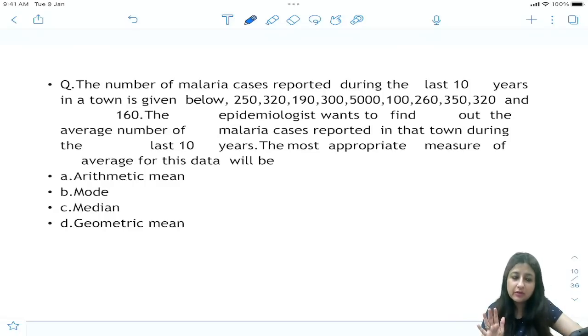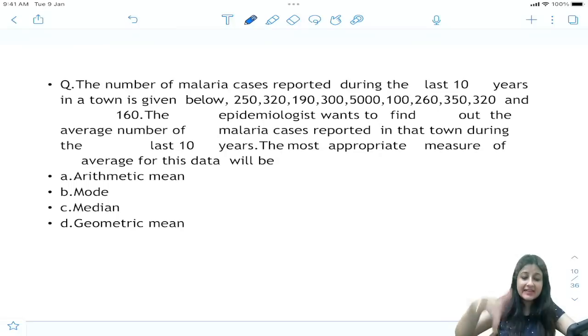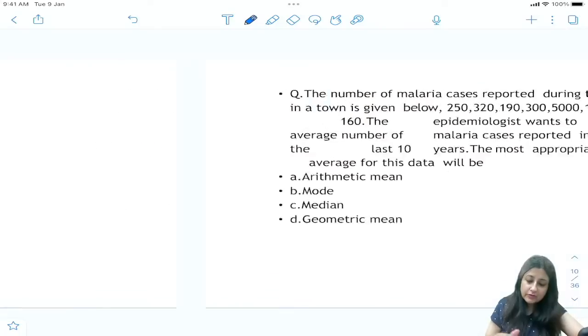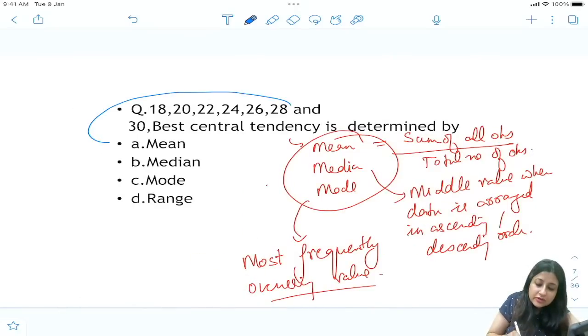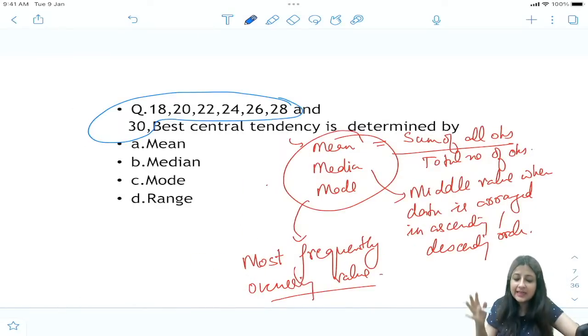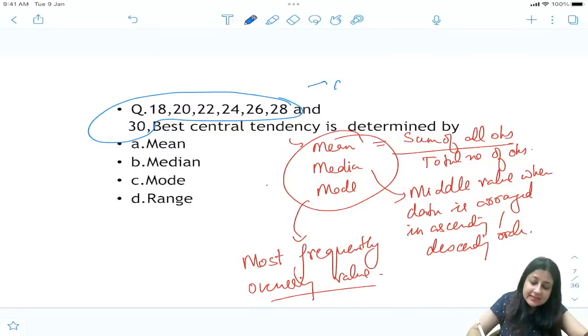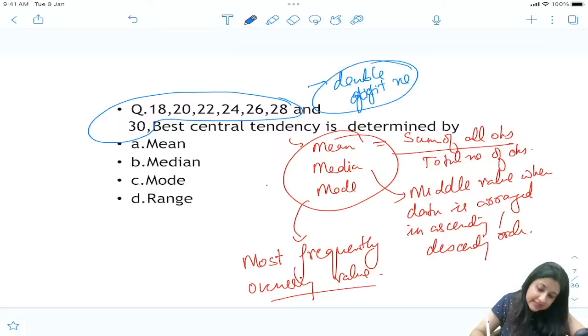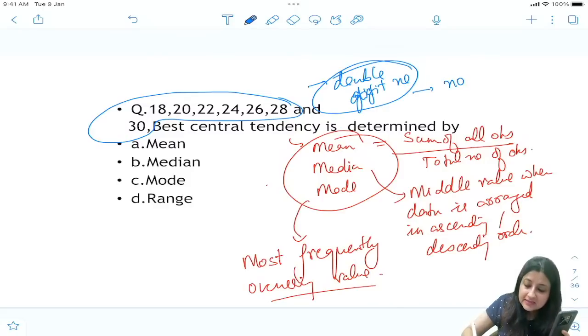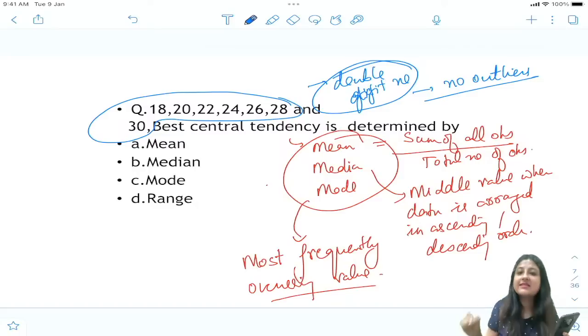Did you understand both the questions? Purane wale question ko yaad karo, just refer to the question that was before. Let us go back to that question once again. In this question, if you look at the values 18, 20, 22, 24, 26, 28, 30, is there anything very unusual about this data set? No. Every number is a double digit number, so it is lying within a particular range. So there are no outliers in this set.